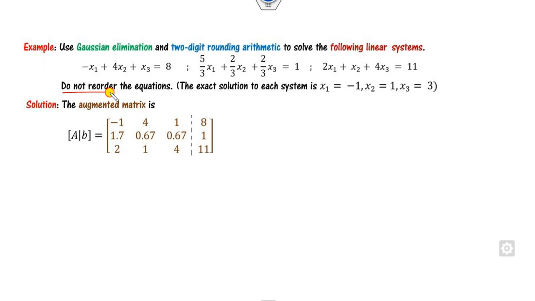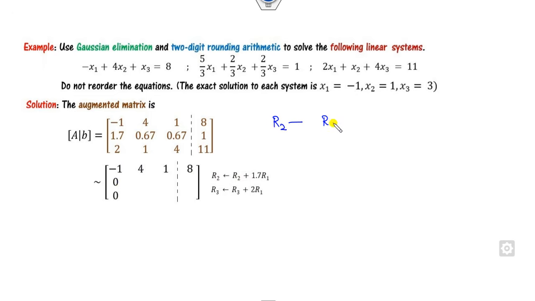Then do not reorder the equations. Do not reorder means you have to solve without partial pivoting. That's the meaning of this, and the exact solution is given. So you can start with this. This is a box element, so you preserve the first row, and here is how you write this equation. Your target is R2 minus something times R1, and R3 minus R1.